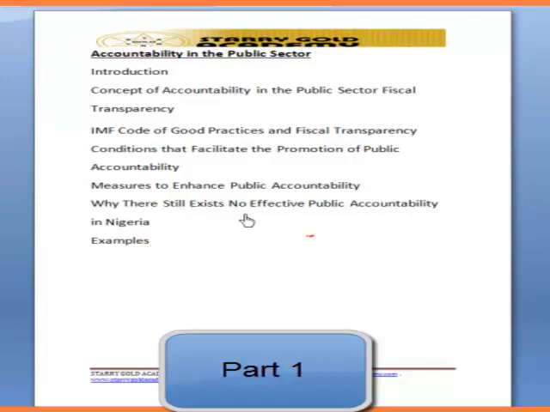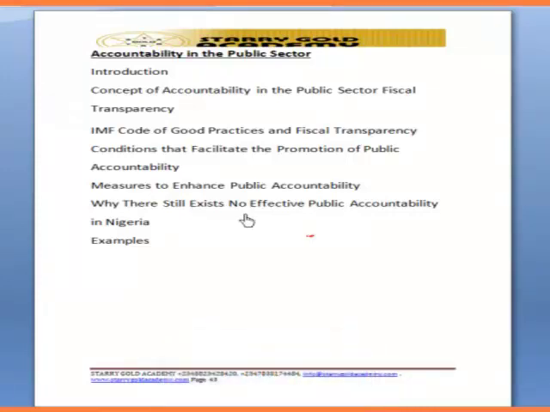We are looking at accountability in the public sector. Under this topic, we shall look at the introduction, the concept of accountability in the public sector, fiscal transparency.